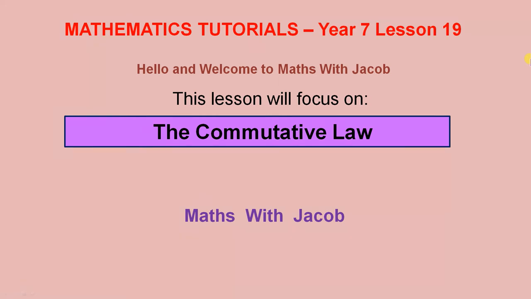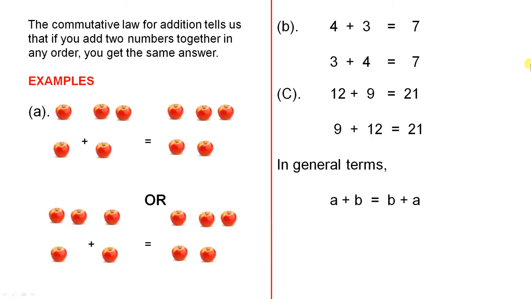This lesson will focus on the commutative law. The commutative law for addition tells us that if you add two numbers together in any order, you get the same answer. Let's look at this simple example using apples. If you have two apples and you add 3 apples, that gives us 5 apples. If you have 3 apples and you add 2 apples, that gives us 5 apples.